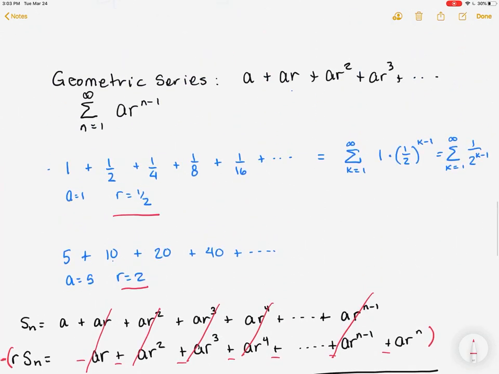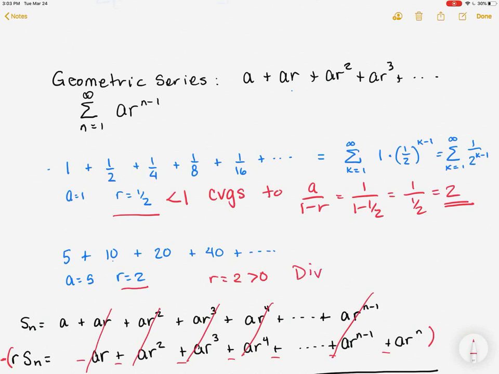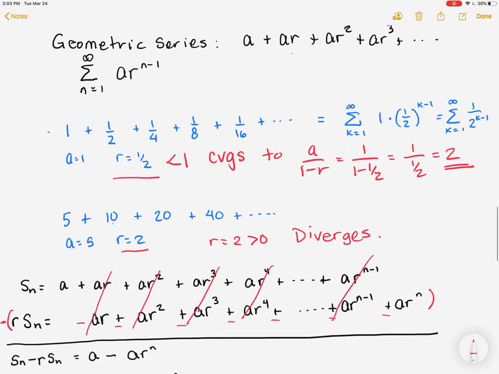Go back up to this example up here. A is 1, r is a half. It's smaller than 1, so it converges to a over 1 minus r. A is 1, r is a half. So like I said, if I walked across that 2-foot wide desk, I'd never fall off. I'd make it exactly to the end. Don't try to use the formula here if it's outside that range, because the sum formula doesn't work. Got it?